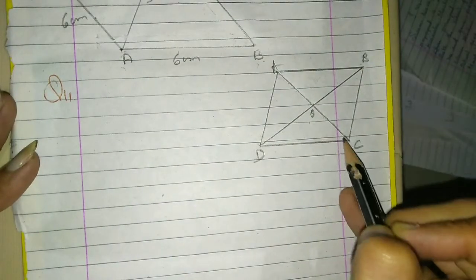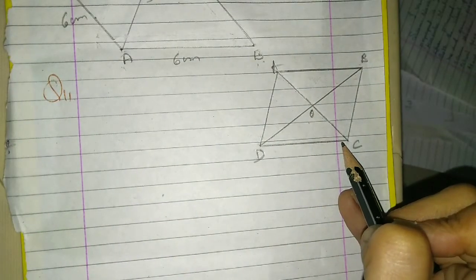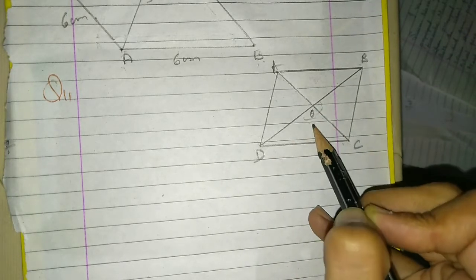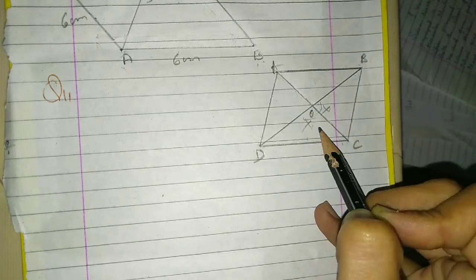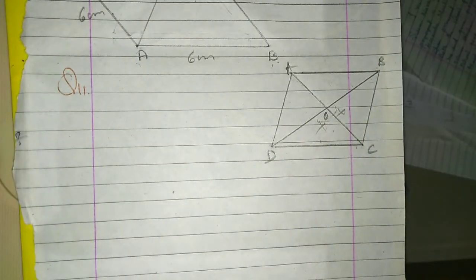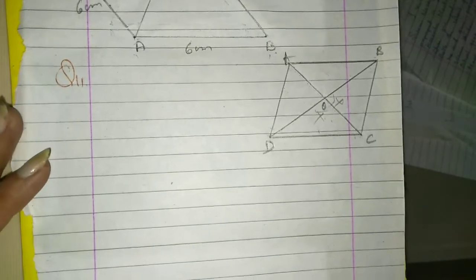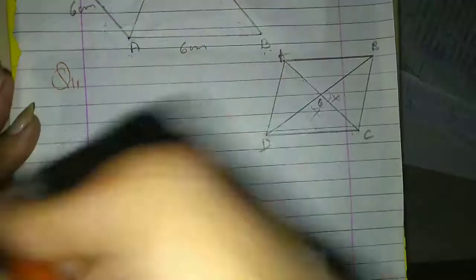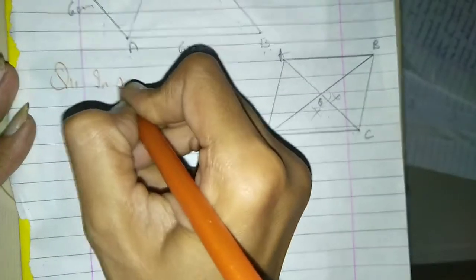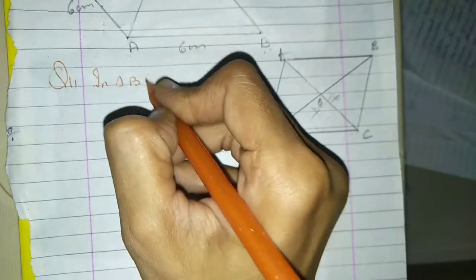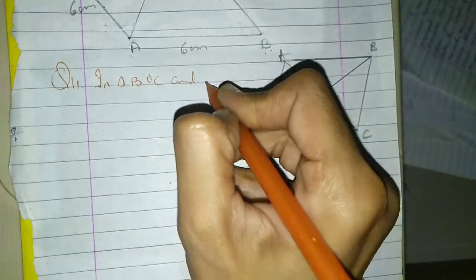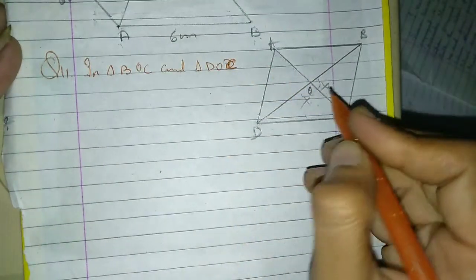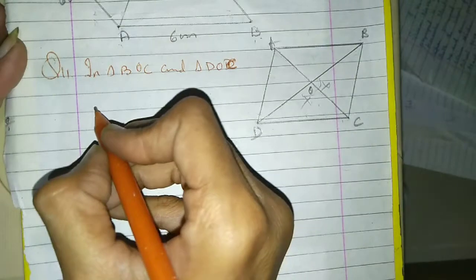The first question is, is triangle BOC congruent to triangle DOC? If these are congruent, this triangle and this triangle are congruent. So let us see if they are congruent or not. See, question number 11. What will we write? In triangle BOC and triangle DOC, we have to find if they are congruent or not.